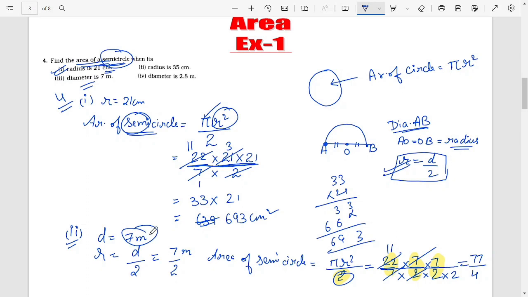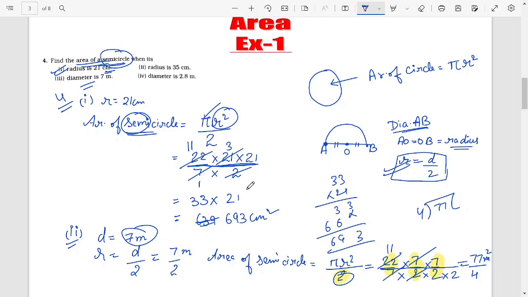Our answer is in here. Diameter is given in meter, so our answer will come in meter square. Either you write it in the fraction form, the answer is 77 upon 4, or you can convert it into decimal also. In the decimal you can convert it by dividing 77 by 4, then you will get the answer in decimal format also. So this is the final answer.